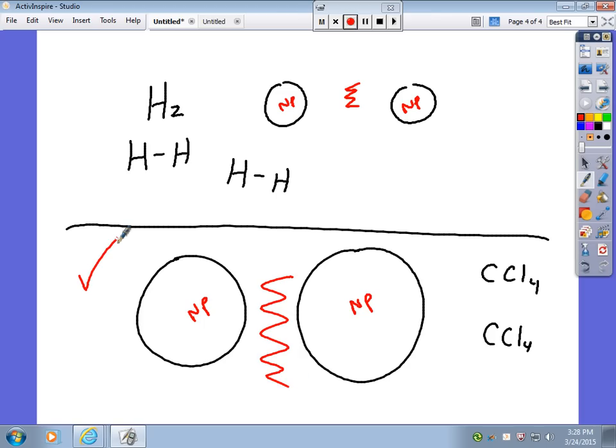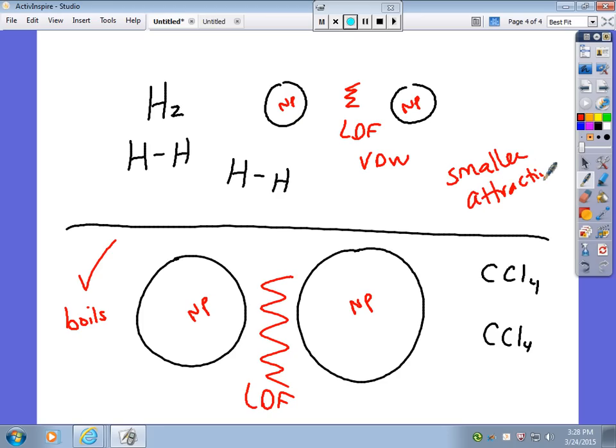So what's true? This boils easily. Why? This is a London dispersion force, which we also call van der Waals to honor the man who figured it out. And this is also a London dispersion force, or van der Waals. But guess what? This is a smaller attraction. There's less surface area. Those are the key words I'm looking for. Less surface area. And so since there's less attraction, this also boils easily.